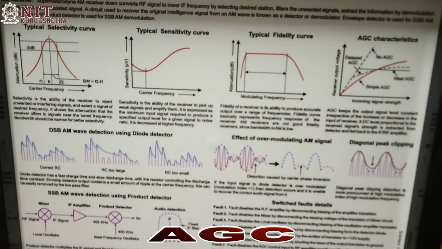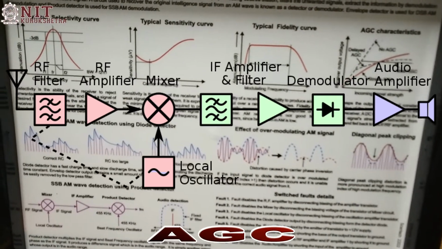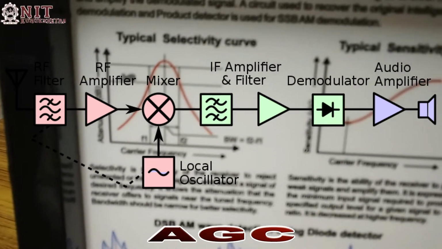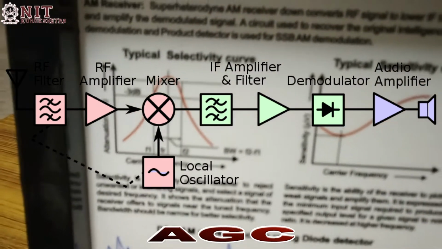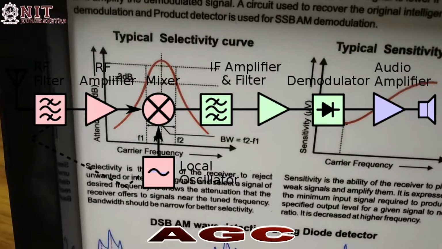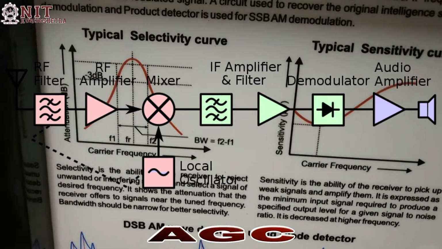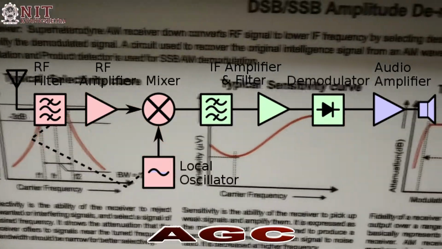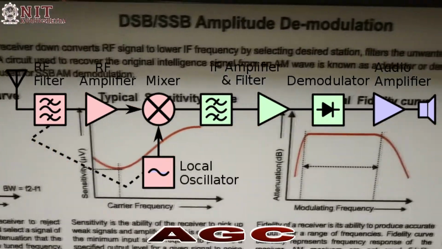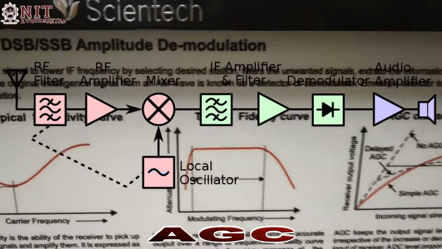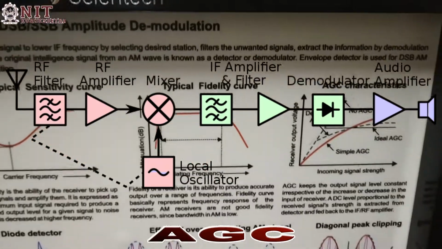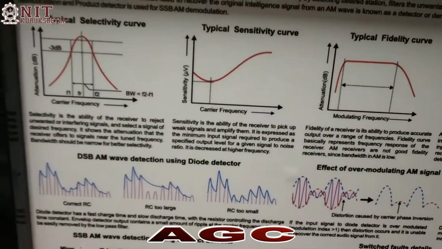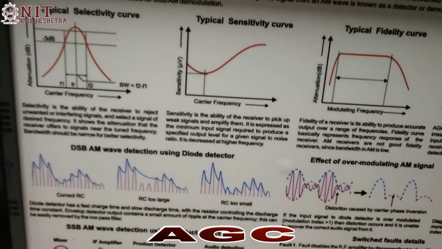Today's experiment is selectivity of a superheterodyne receiver. So, what is heterodyning? The process of mixing two signals having different frequencies to produce a new frequency is called heterodyning. The superheterodyne receiver converts every selected RF signal to a fixed lower frequency called IF frequency, that is 455 kHz. So today we are doing selectivity.